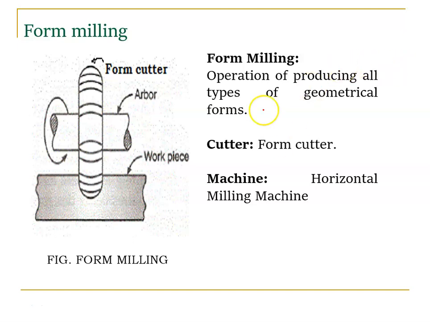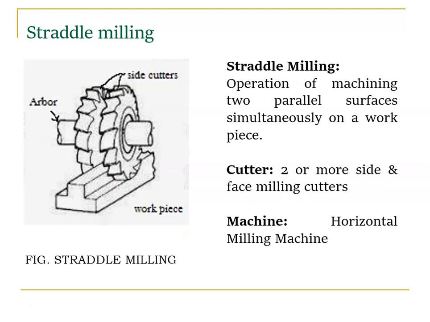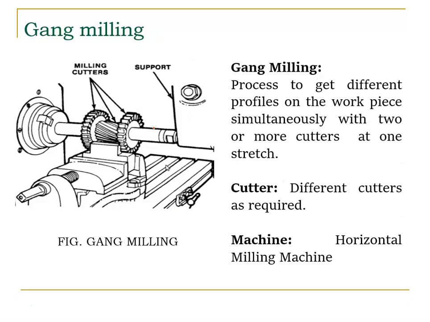Operations of producing all types of geometrical forms. Geometrical forms means rectangular or square shapes or flatness. Based on our geometrical form, we need to design the cutter. It is done with the help of, again, a horizontal milling machine. The cutter name is called form cutter. The next one is straddle milling. We have two more types, straddle as well as gang milling.